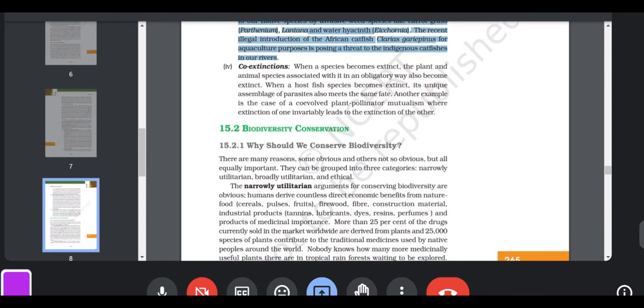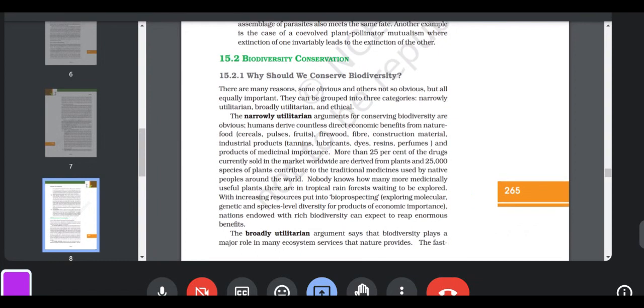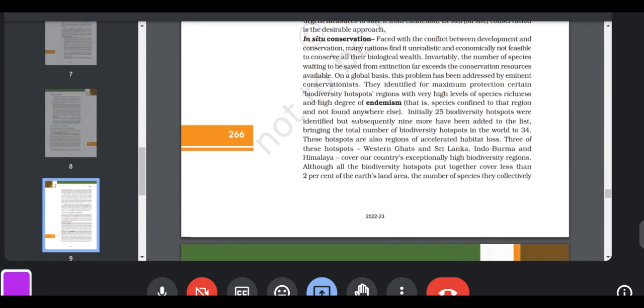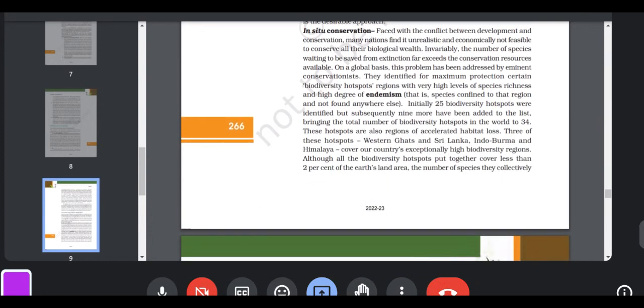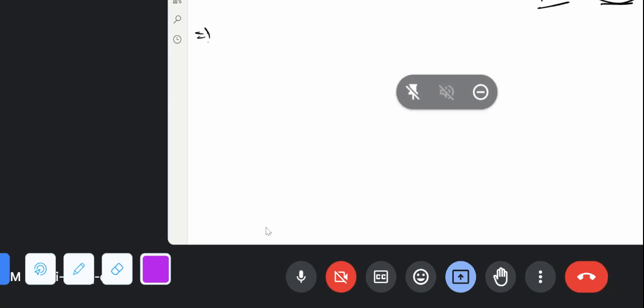Coextinction: when a species becomes extinct, the plant and animal species associated with it obligatorily also become extinct. So when a fish species becomes extinct, its unique assemblage of parasites also meets the same fate. Another example is the coevolved plant-pollinator mutualism, where the extinction of one invariably leads to the extinction of the other species. So this is how you learn, and you just go with the NCERT; it is very important to read the NCERT. Now, the point is that you have seen how biodiversity is going to be lost. So what is mass extinction? We'll see.